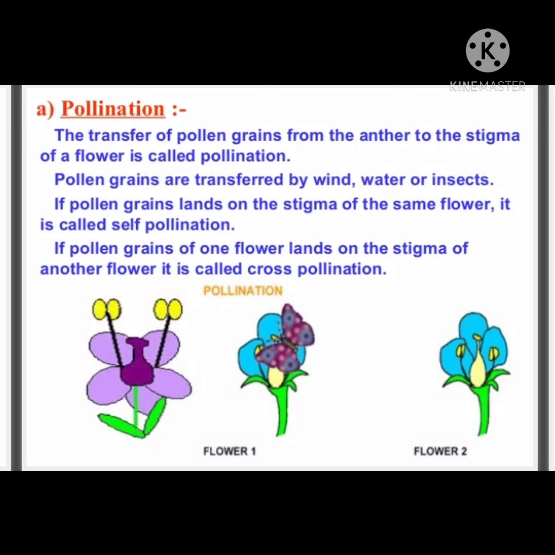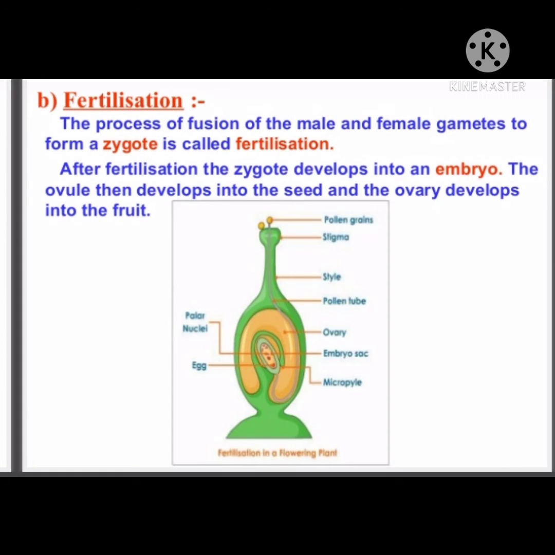After pollination, where can we see the pollen grains? Yes, the pollen grains are usually sticking on the stigma. The stigma is somewhat sticky in nature, and this sticky nature of the stigma traps the pollen there. Okay, the next step is fertilization.